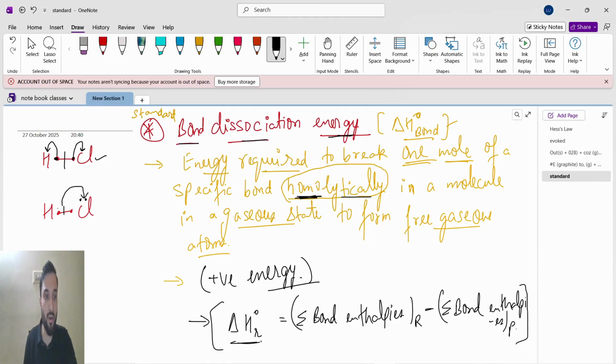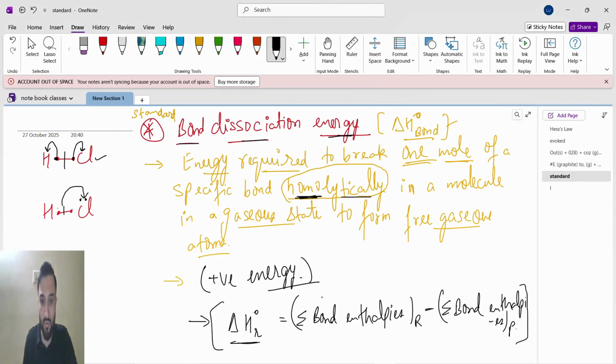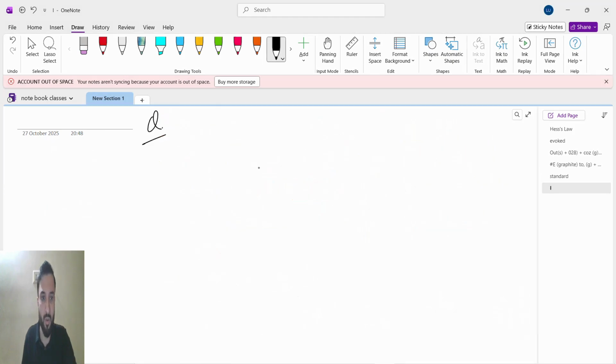Okay, so here only, guys, we have one more thing. First we'll solve one problem upon this. It is a simple thing, we just have to take the bond enthalpies for the reactant side minus the sum of bond enthalpies of product side. Before, we were taking the product side minus reactant side, but here first we'll take the reactant side, then minus the product side. So let's see the question, guys.